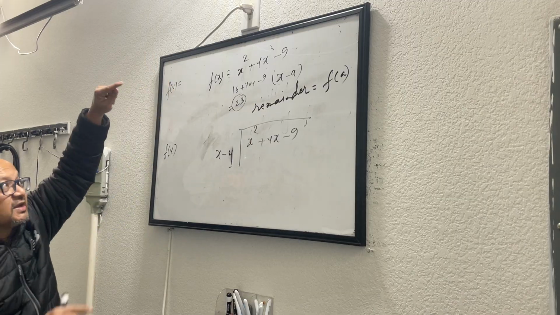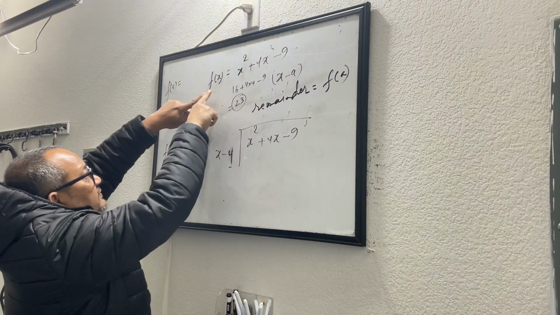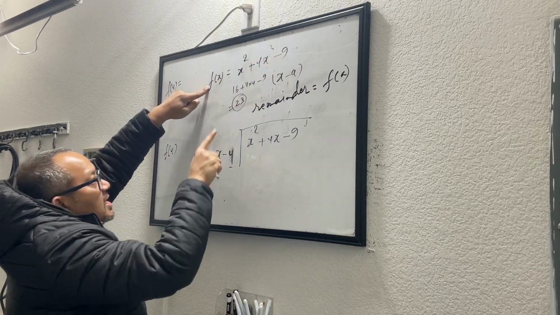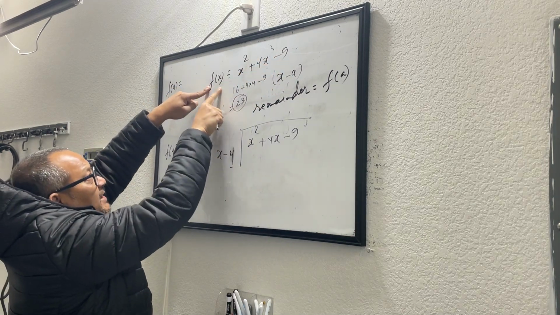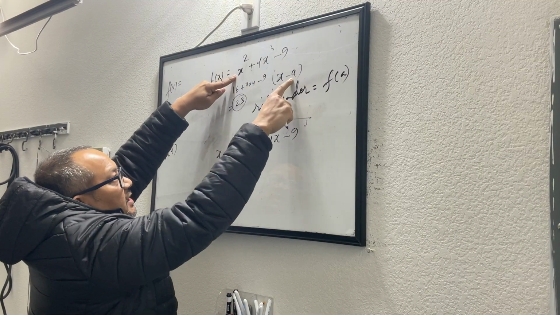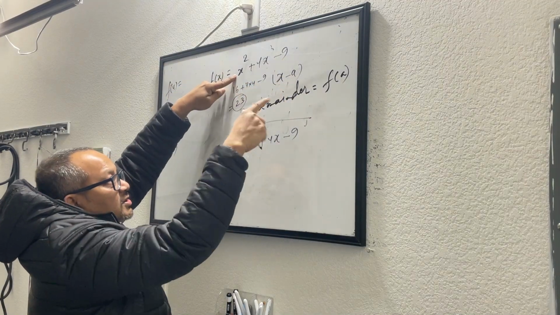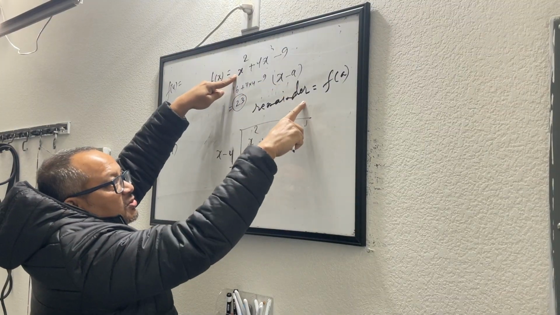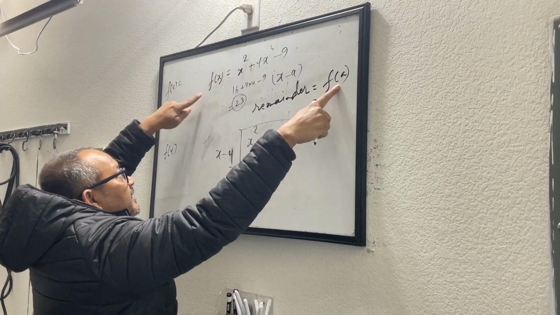Okay, I'm repeating this. The polynomial remainder theorem says that if you have a polynomial as a function, and you divide that polynomial by x minus a, where a could be any number, your remainder will be equal to the value of f of a.